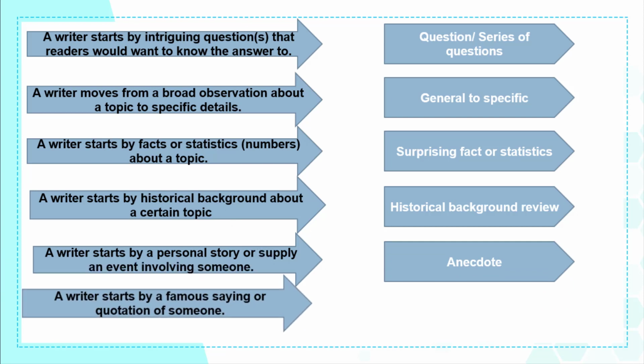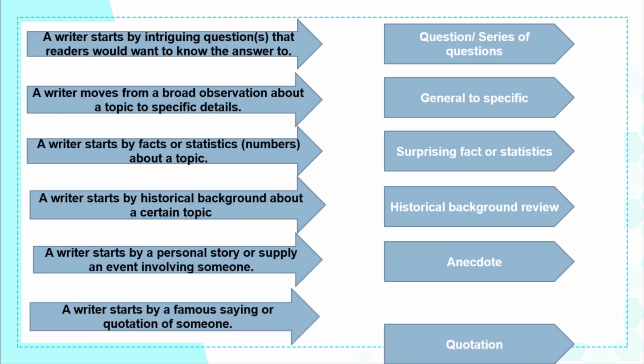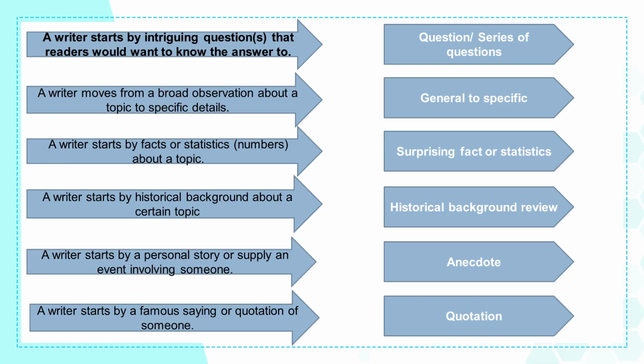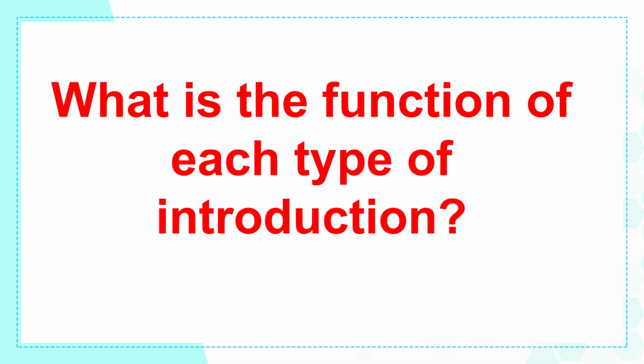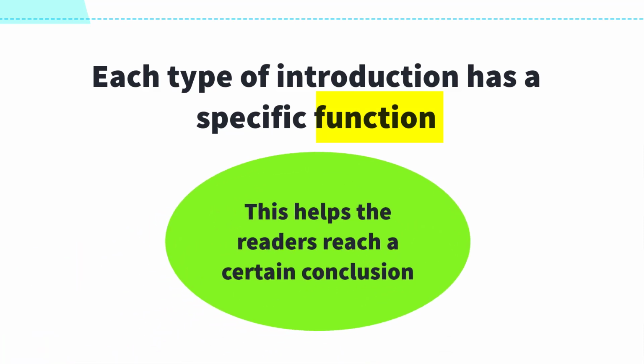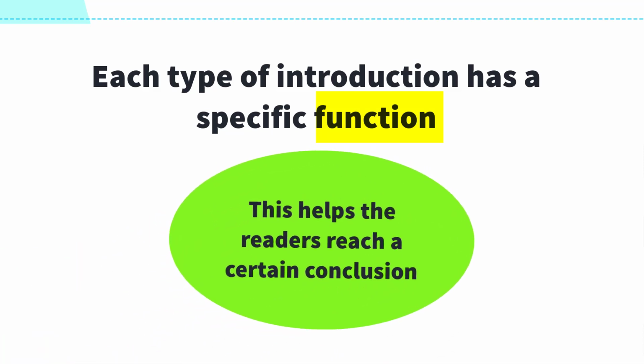When the writer starts by a personal story or supplies an event involving someone, then the type is an anecdote. When a writer starts by a famous saying or quotation of someone, then the type is quotation. Now, what's the function of each type or method of introduction? Dear students, it's important to know that each type of introduction has a specific aim or function, where the writer wants the readers to reach a certain conclusion.